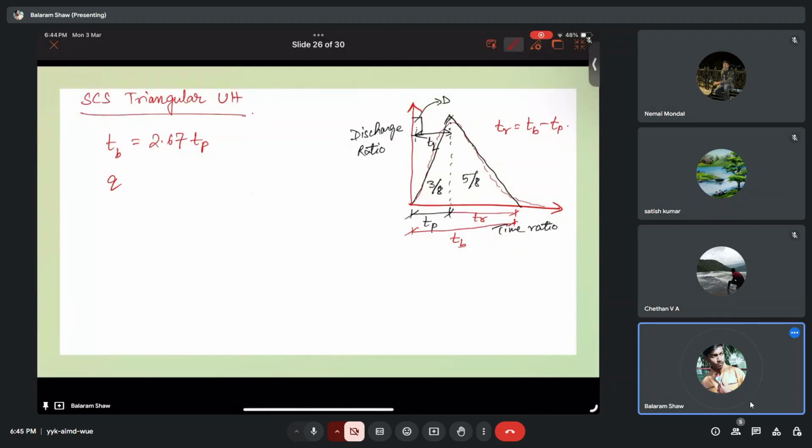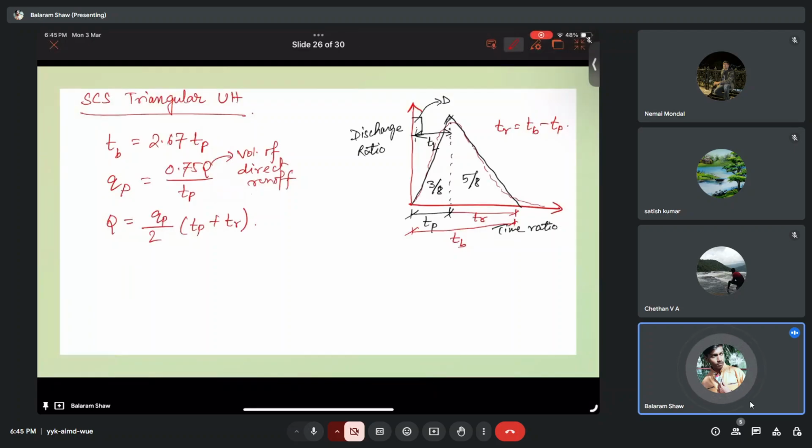So the peak discharge is given as 0.75 into Q divided by TP. Okay. So this capital Q is what? Capital Q is the volume of direct runoff. And for this capital Q also we have an empirical equation. We write Q as QP by 2 into TP plus TR. So all these terms you know now.